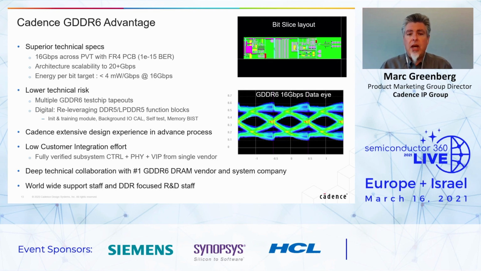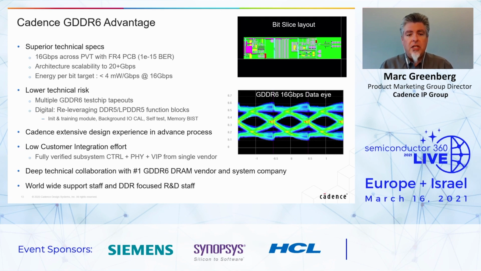So we've been able to do that, and that's something that's relatively unique to the Cadence IP, to keep the bit error rate relatively low as part of the GDDR6 product. We definitely have architectural scalability to go much faster than 16 gigabits per second. Please ask us about that. And the power or the energy per bit is well managed.